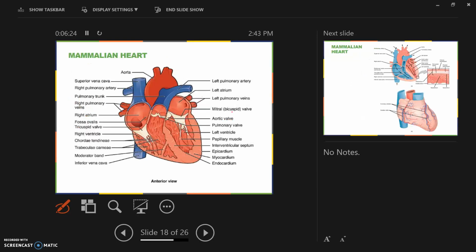Now, the next page is a diagram showing the mammalian heart. So this would be like the human heart. If we start with the right atrium, blood enters the right atrium from the body systems. It flows into the right ventricle, passing through a valve called the tricuspid valve. And then it leaves the right ventricle and travels to the lungs through the pulmonary trunk, which branches into the left and right pulmonary arteries. And then the blood goes to the lungs.